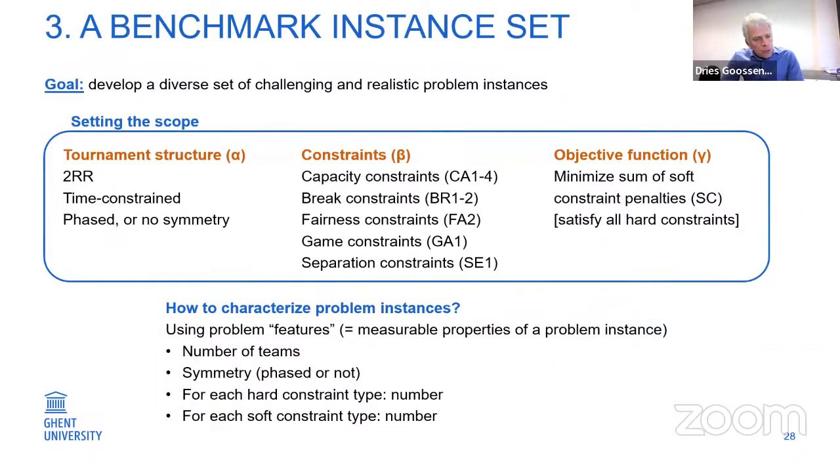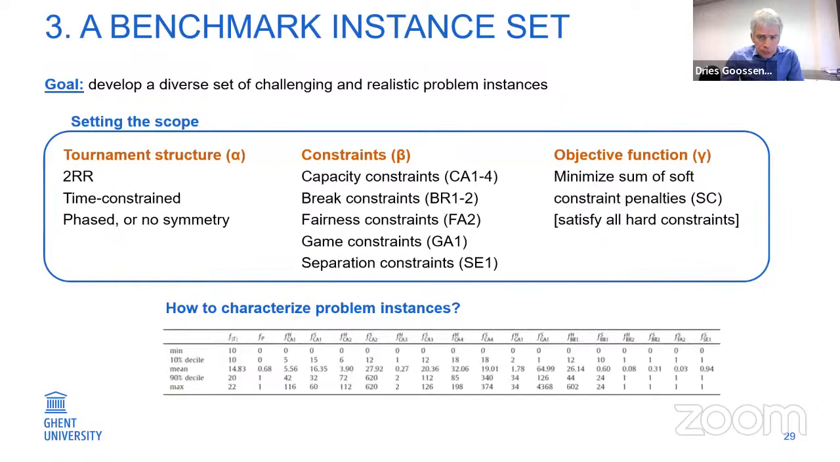Well, we first of all need to characterize problem instances. And we do that using what we call features. A feature is basically just any measurable property of a problem instance. Now, the features that we chose were the number of teams that play in that competition, the symmetry, whether or not it's phased, and the number of each constraint type that is in that problem instance. So for instance, the number of CA1 constraints, the number of break constraints, B or 1, for hard and for soft. So this is a pretty high level description of the problem. I think that has advantages as well. I'll get back to that later.